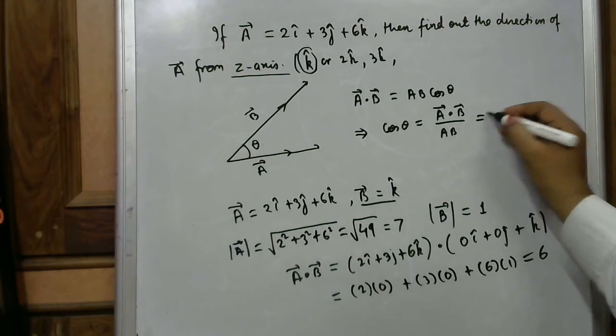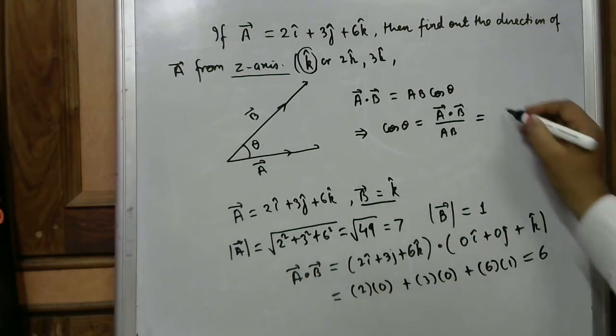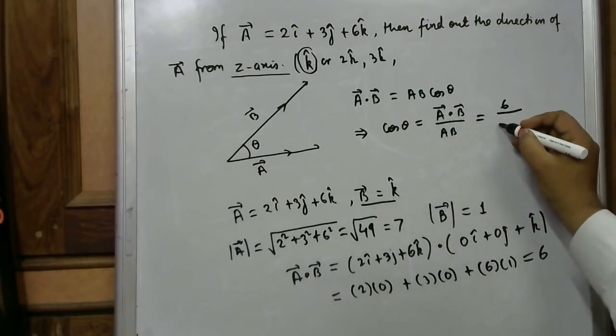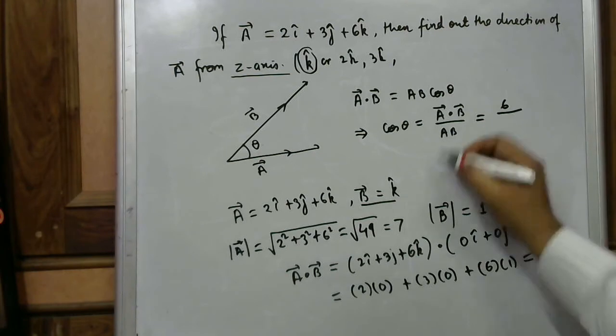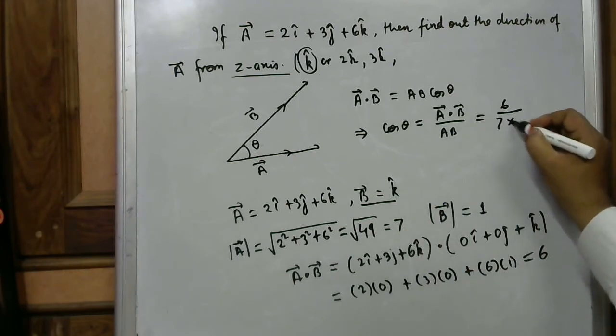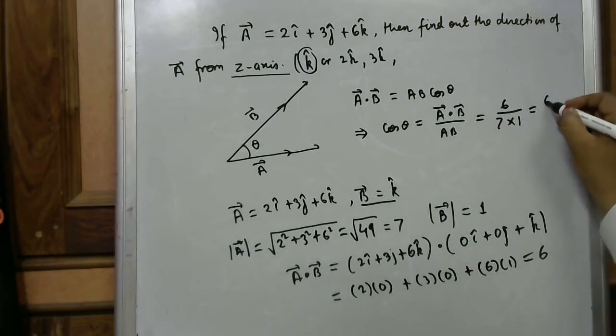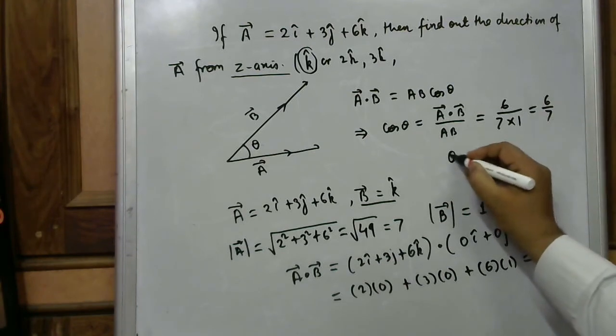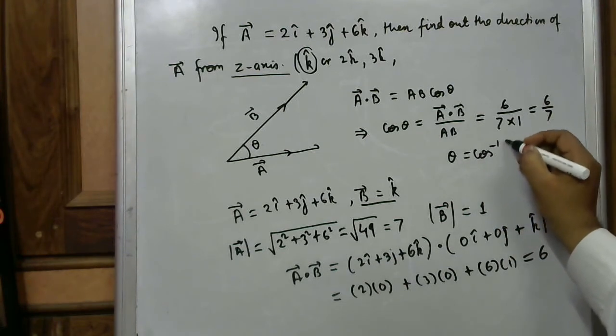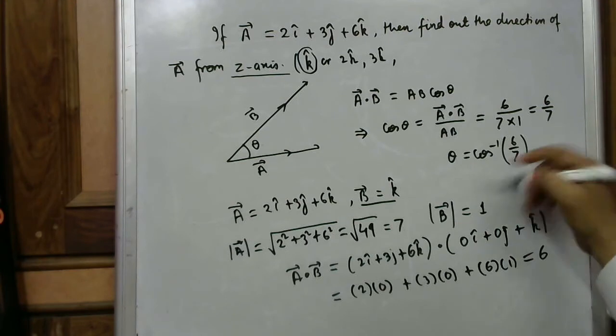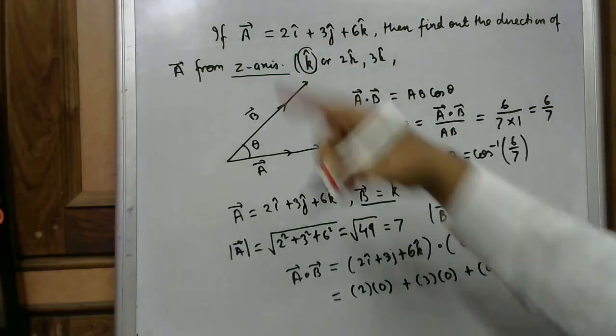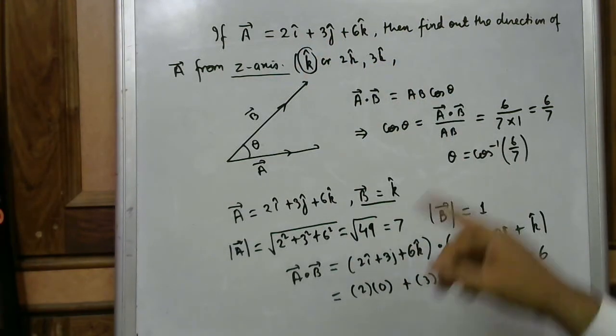Now put it here. A dot B is 6 and mod A is 7 and mod B is 1. So this comes out to be 6 by 7. So I can write theta as cos inverse 6 by 7. So this is the angle that A vector makes with the positive z axis.